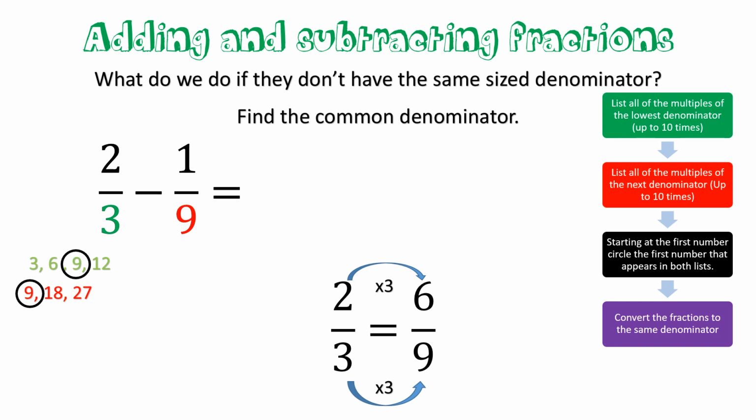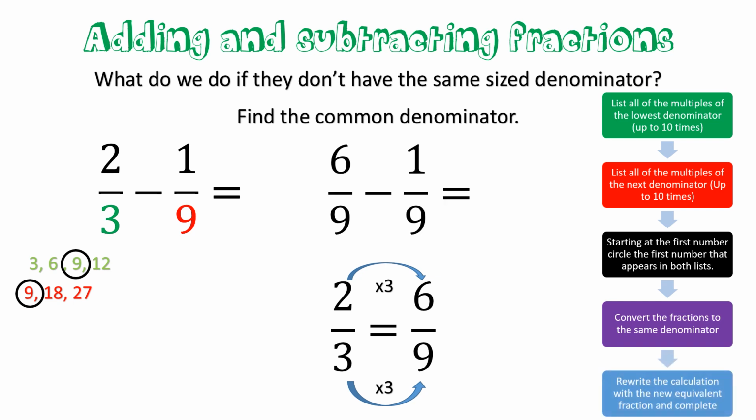Now I've got a calculation which is 6/9 take away 1/9. Well, my denominator stays the same, and 6 take away 1 is 5, so the answer is 5/9.